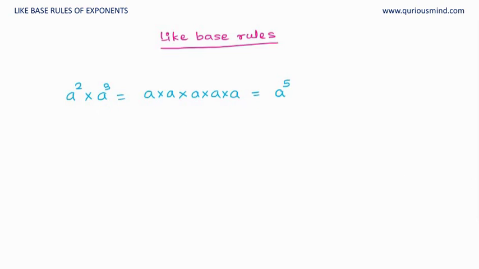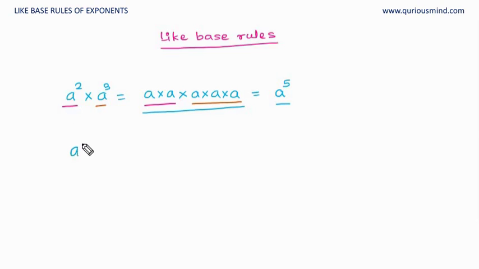So what we did, please see here, we had a raised to 2, we have written it here. We had a raised to 3, we wrote it here. Now when we want to multiply them, this is a multiplication sign. Now we find that it is actually a multiplied with itself 5 times combined, and hence we get the answer a raised to 5. We can do that with any number of examples.